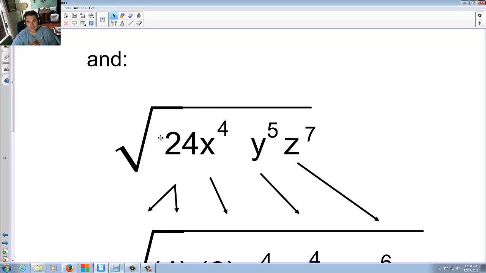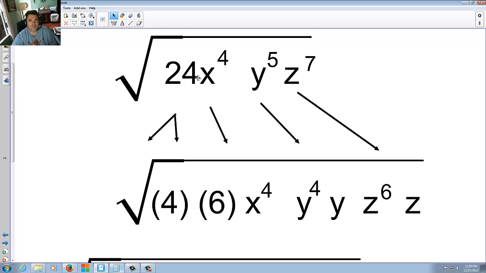And this here. 24, x to the 4th, y to the 5th, z to the 7th. Basically 24 breaks down to a 4 and a 6. X to the 4th, we'll just say is x to the 4th. Y to the 5th, I make y to the 4th and a separate y. Z to the 7th, z to the 6th and a separate z.